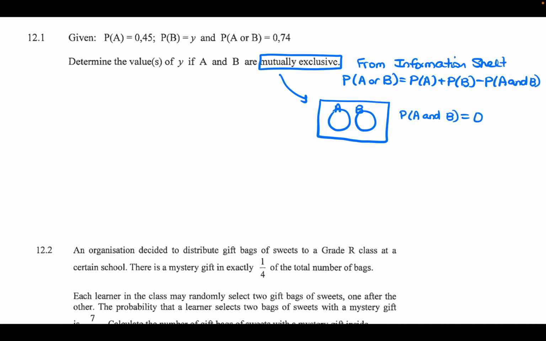So for this problem, we will use the formula probability of A or B is equal to the probability of A plus the probability of B, because we know that the probability of A and B is equal to 0. So that will help us here to find probability of B. So we know that 0.74, that's the probability of A or B, is equal to the probability of A, 0.45, plus Y, which is our probability of B. And so Y is 0.29.